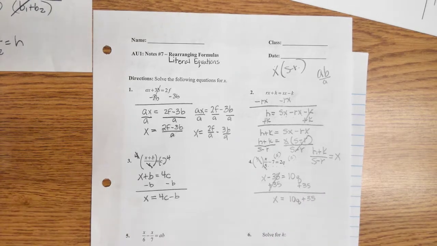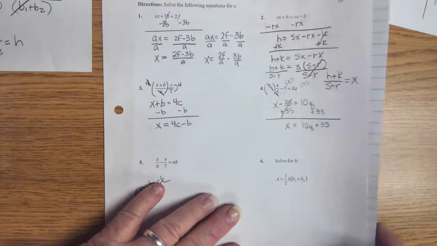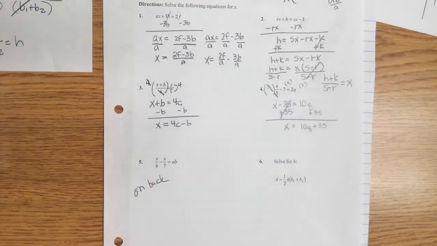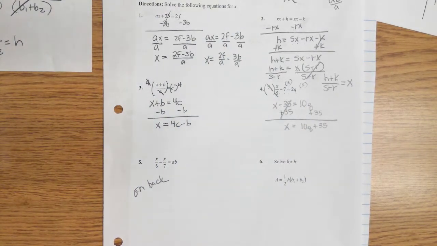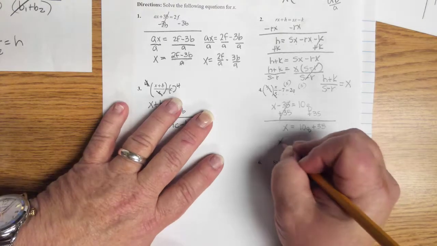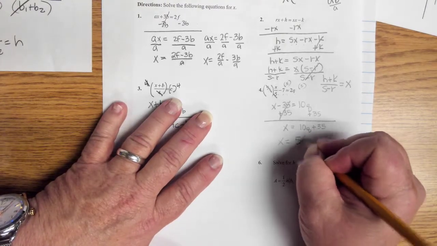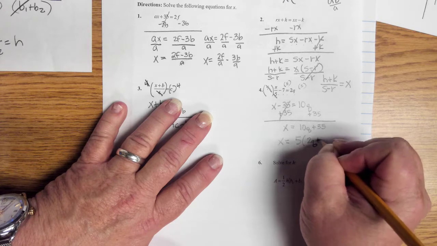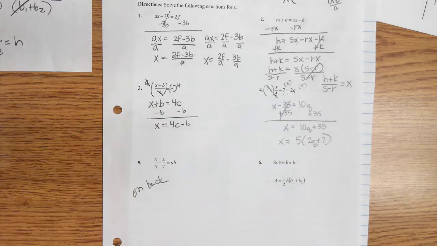Now, most of you would stop there. I would accept that answer. Don't get me wrong, it is perfectly fine. But eventually you need to get to the point where what did 10 and 35 have in common? 5. So X is equal to 5 times 2Q plus 7 would be the simplified form. And isn't that cool?